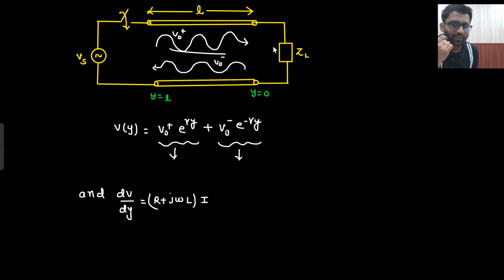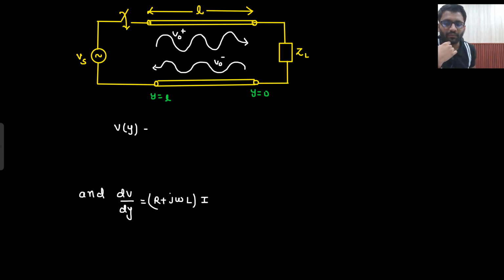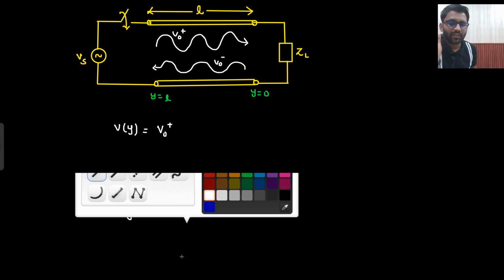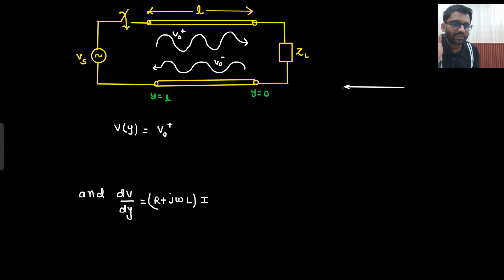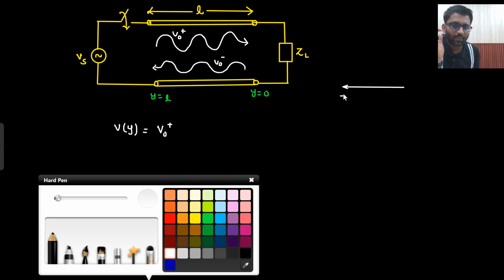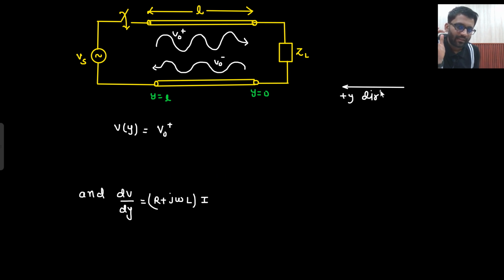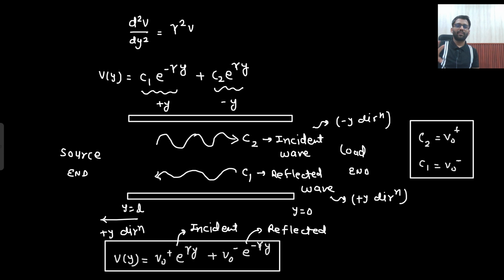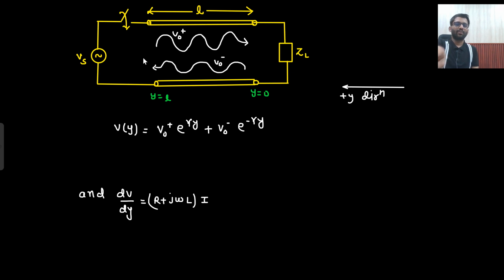If you need to write down the equation of this wave, how will you write it down? The amplitude associated is V naught plus. In which direction is it going? Since this is your positive y direction, then which direction would it be? Negative y. So V naught plus e to the power gamma y plus V naught minus e to the power minus gamma y. Till now in this whole derivation, this is the only conclusion which you need to remember. Is that clear to you?